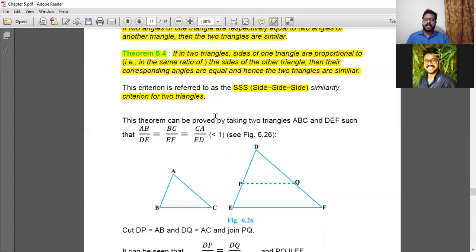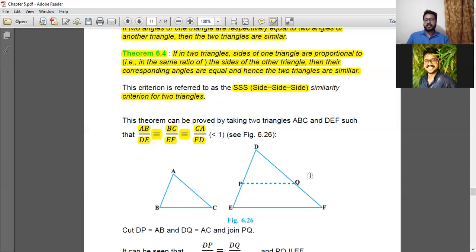This means AB by DE is equal to BC by EF, which is equal to CA by FD. This is what we want to prove. Our aim is to prove this. In order to prove that, in the same manner as we have seen in theorem 6.3, we have to mark a point P in the side DE in such a way that DP is equal to AB and DQ is equal to AC.